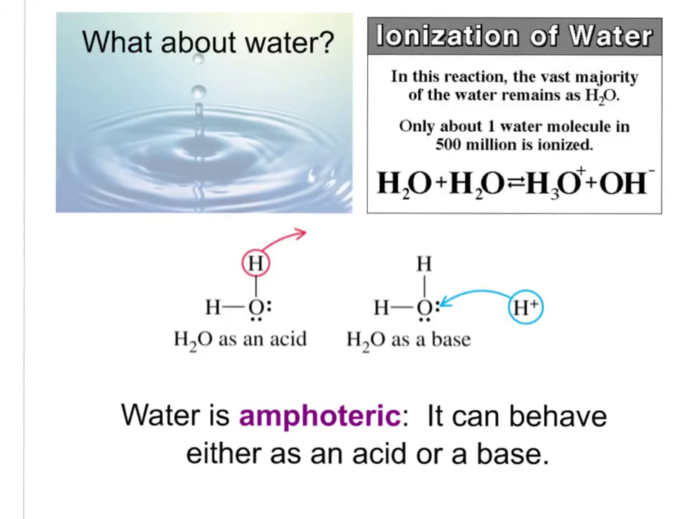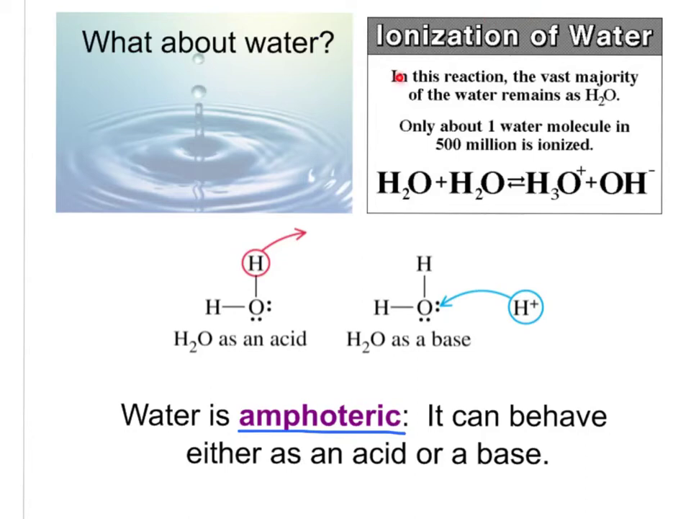Now, what about water? We're talking about acids and bases here. You've seen water behaving as a base in one of our examples. It can accept a proton. We're talking about Bronsted-Lowry acids and bases, obviously. But water can also act as an acid. It can lose a proton too. Isn't that strange? Water is what we call amphoteric. It can behave as either an acid or a base.